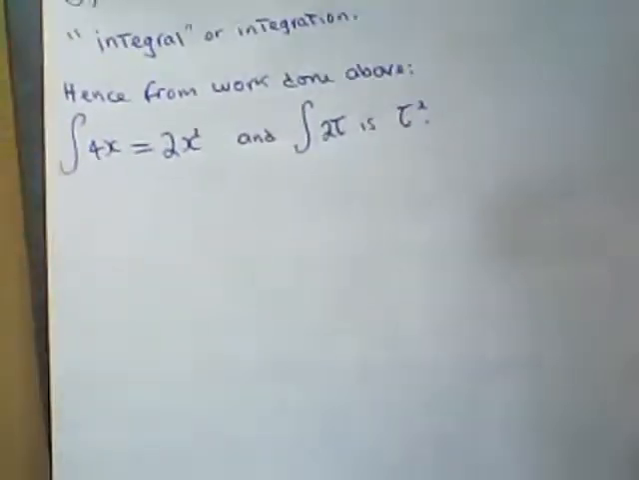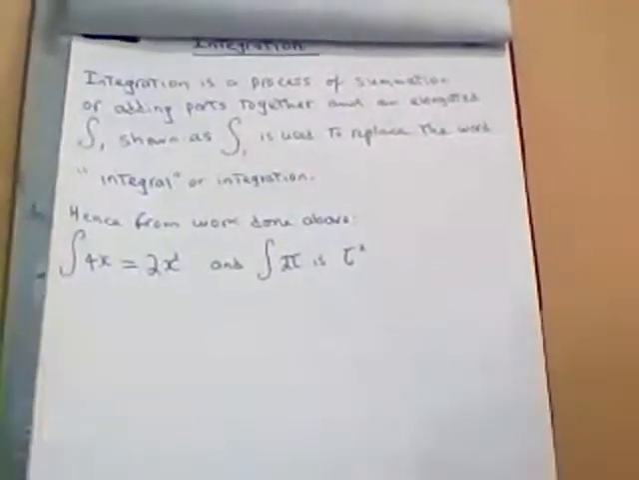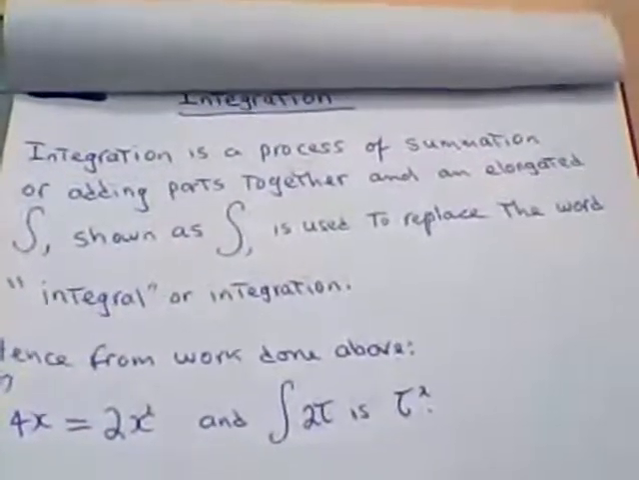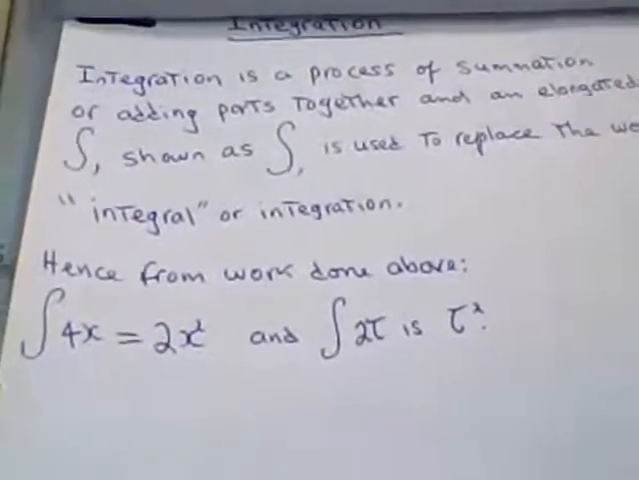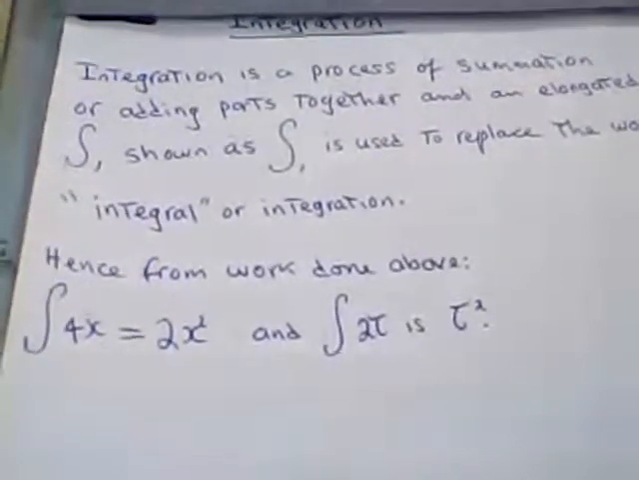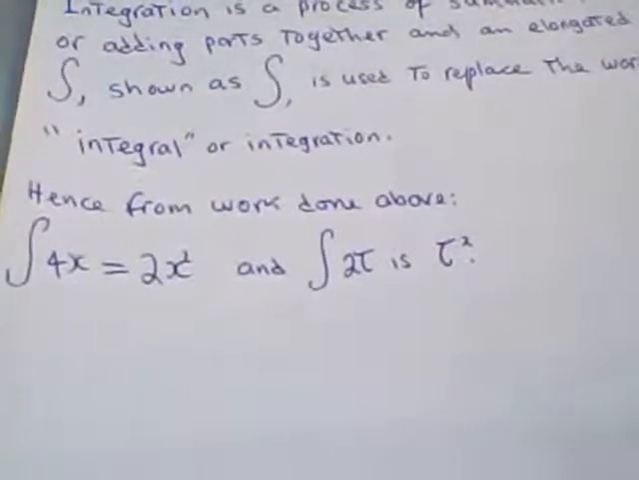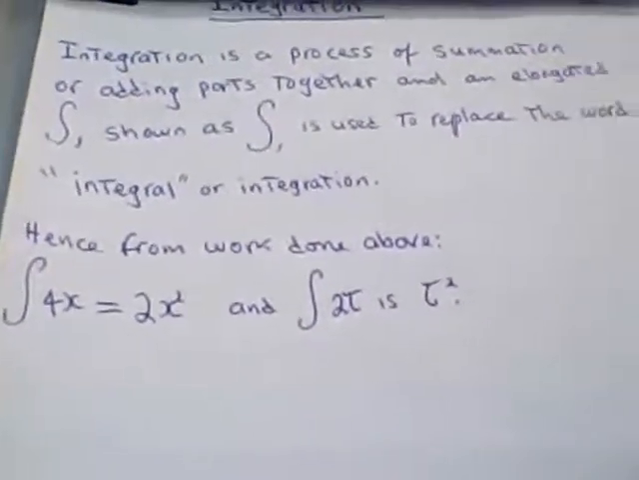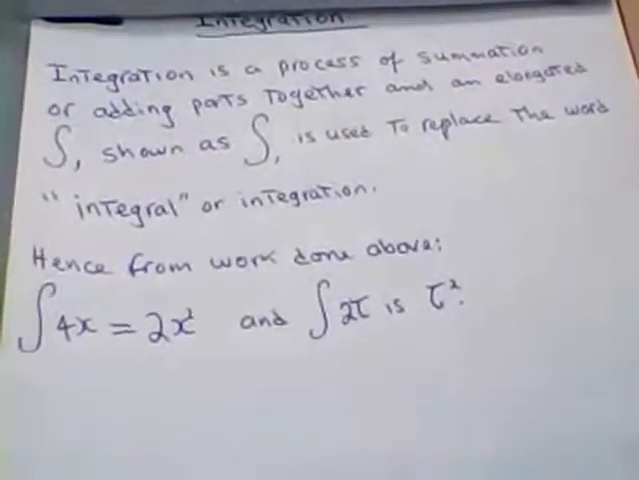So let's just turn over a second here. Okay. And again, now I'm continuing with the integration process. Now, integration is a process of summation, or adding parts together, and uses an elongated symbol. Now, this elongated symbol is what we use to tell us that we're actually doing a process of summation in respect of integration.